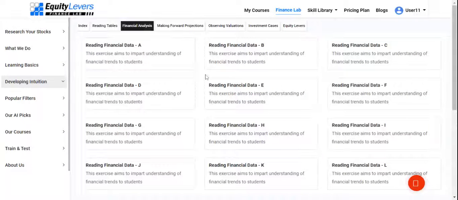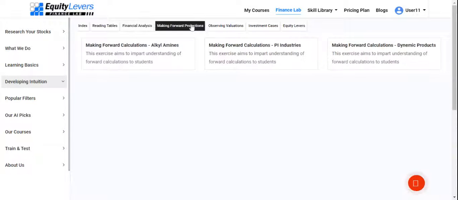The next one is financial analysis. Through these games, you will learn to spot changes in growth, margins, balance sheet, and valuation multiples for a company over the period. The next one we have is making forward projections.